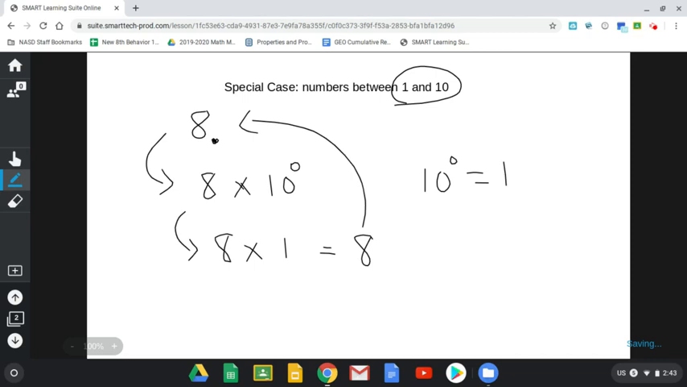Okay, so for any number that's between 1 and 10, not including 10, we're just going to multiply that number by 10 to the 0 power to make it in scientific notation. All right, because we're not going to move the decimal anywhere. We're moving it 0 spaces. Hopefully that makes sense.